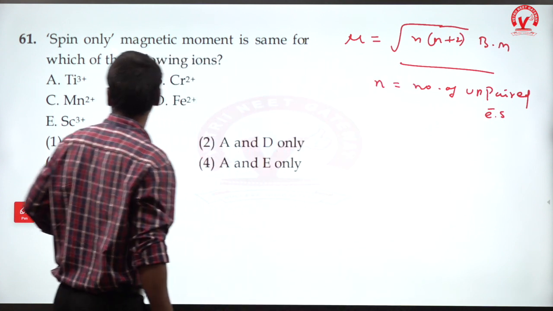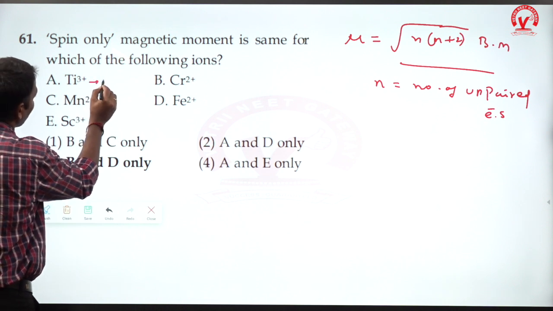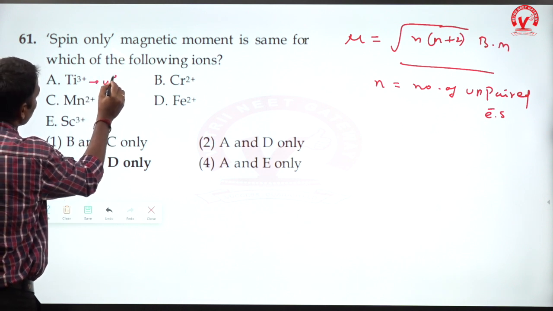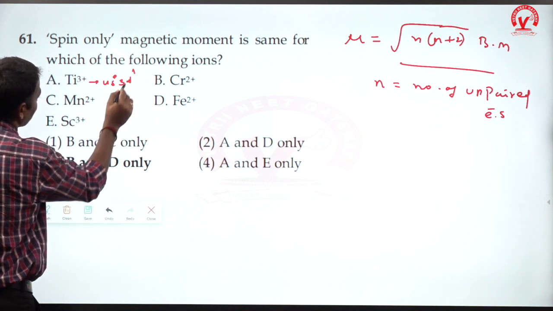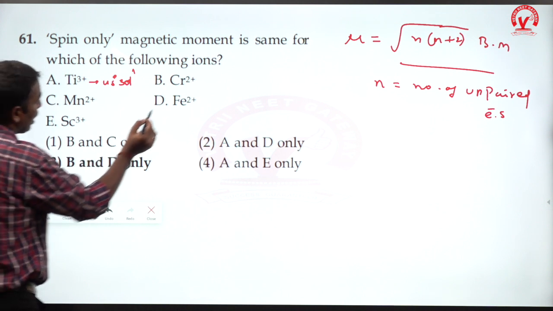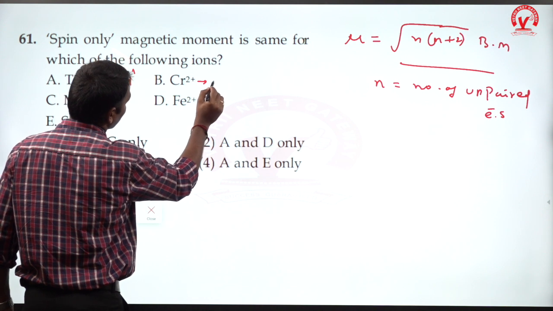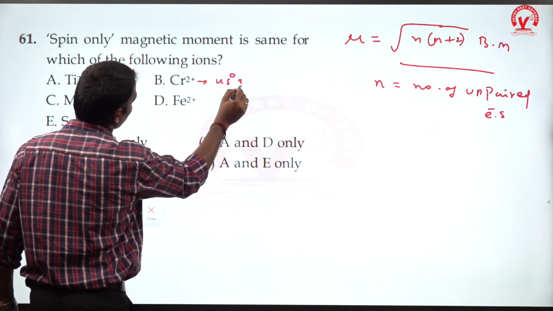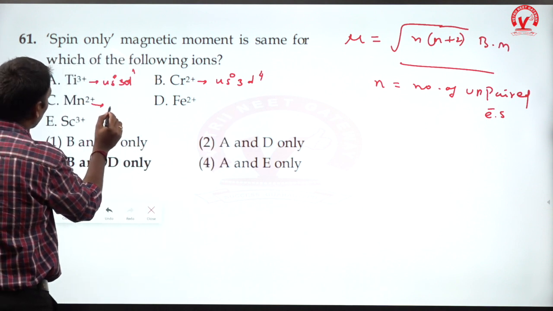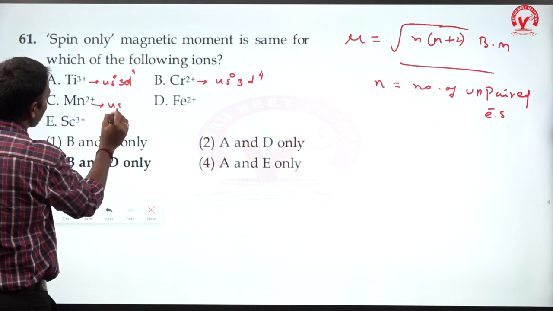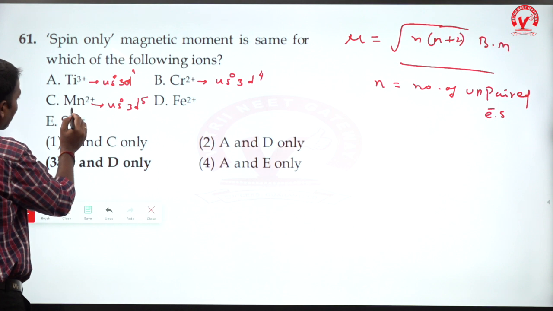Right? So now we can observe here Ti3+ means the electronic configuration: argon 4s0, 3d1. And chromium, atomic number 24, that is 4s0, 3d4. And Mn2+, if you take Mn2+, 4s0, 3d5, it is atomic number 25.